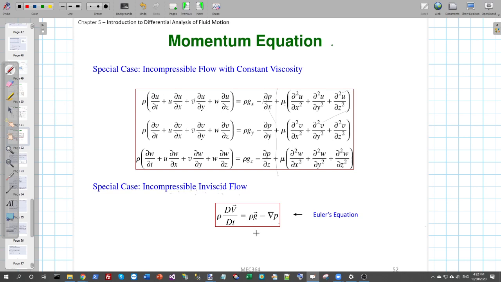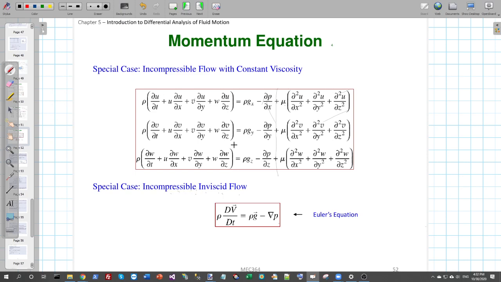We did a lot of work here to study the kinematics of the fluid particles, but our final target was to find this momentum equation, and that's how we got this Navier-Stokes equation.